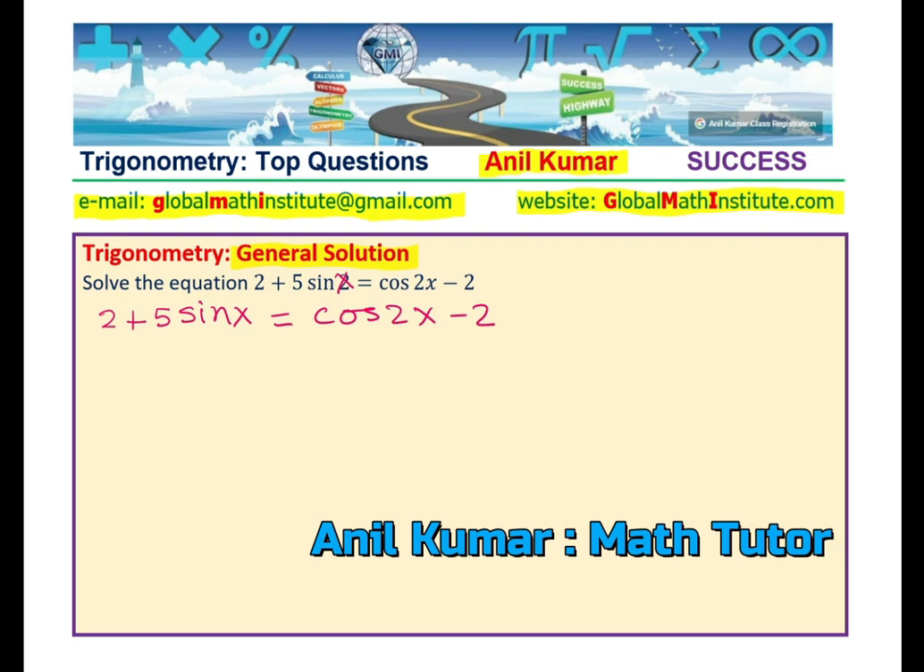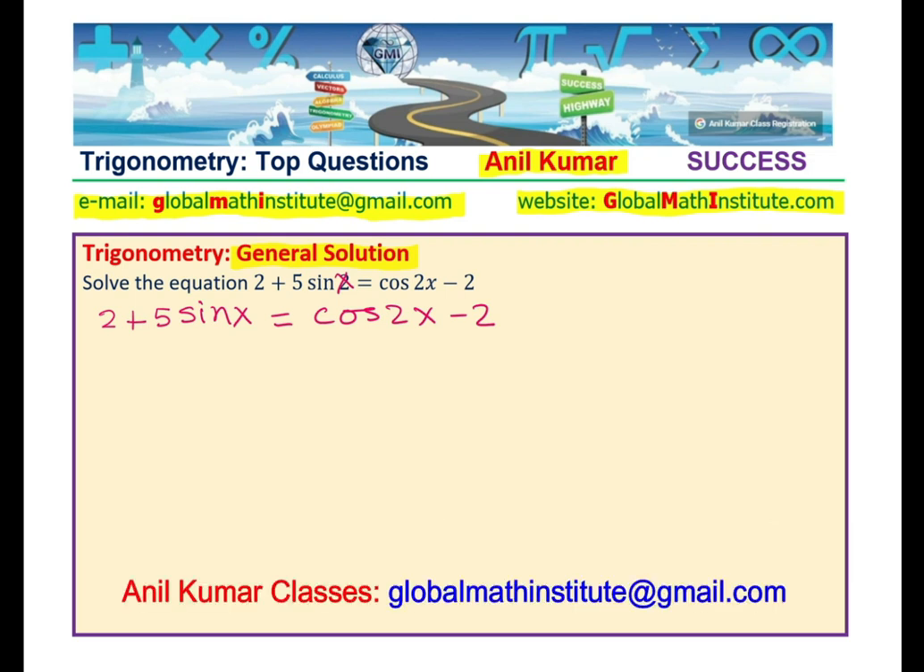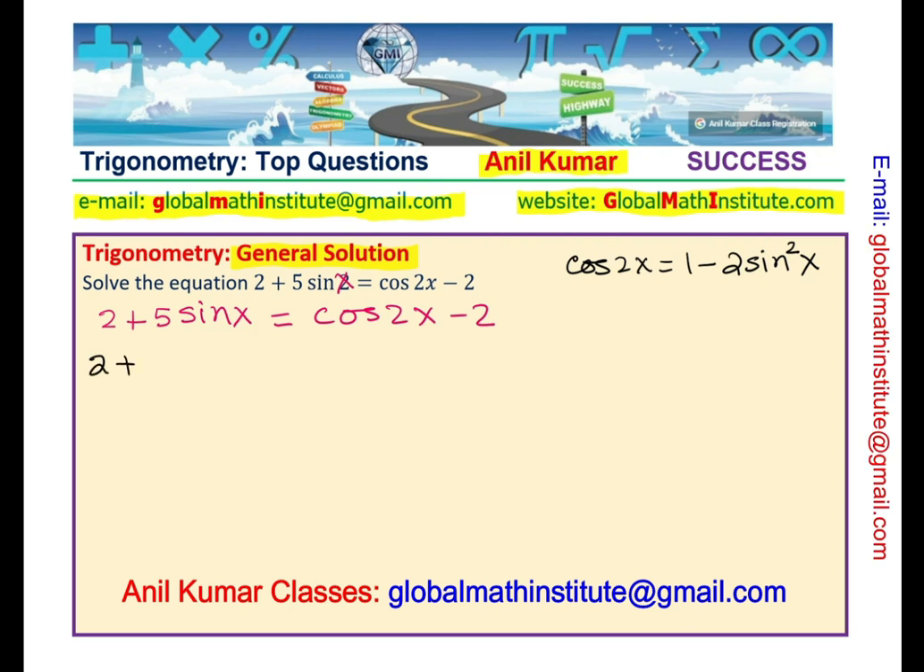Now, we should write the equation in one trigonometric ratio. So we can write cos 2x, as we know, in terms of sine square x. So cos 2x is 1 minus 2 sine square x. So we get 2 plus 5 sine x equals 1 minus 2 sine square x minus 2.